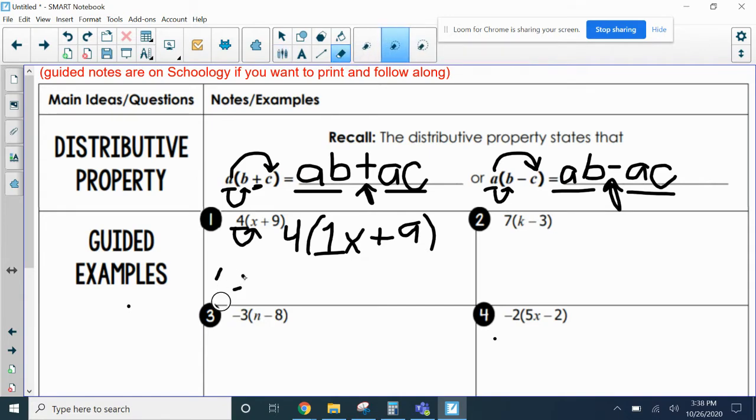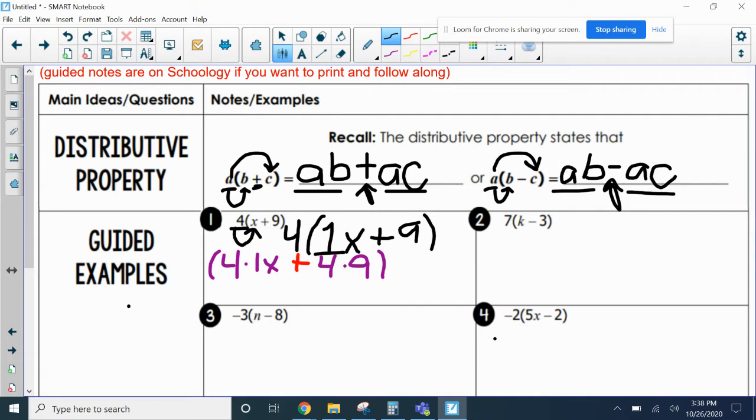And I'm going to erase it because I'm going to show you the steps and then give you the answer. So in our parentheses, we have 4 times 1x, and then we're going to have our plus, and then we have 4 times 9. So we've multiplied that 4 times that first term of 1x, and then our second term of 9. So 4 times the 1x plus 4 times the 9. And then you can go ahead and solve it.